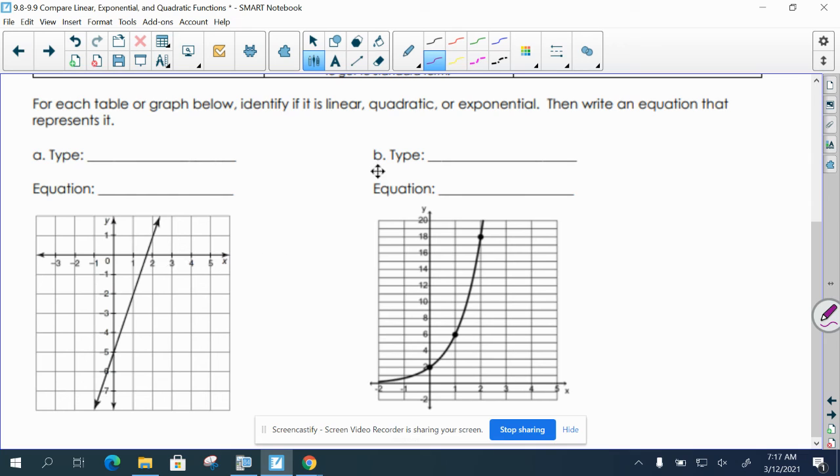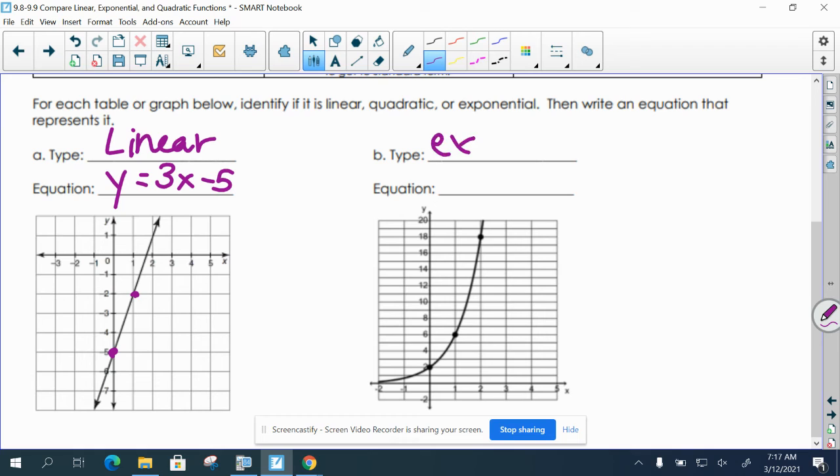So for part A, this is linear, and the equation would be y equals... The slope is you're going from this point, I'm going to just pick 2 points here. You're going up 3 and over 1, so it would be 3x, and then your y-intercept is -5, so -5.